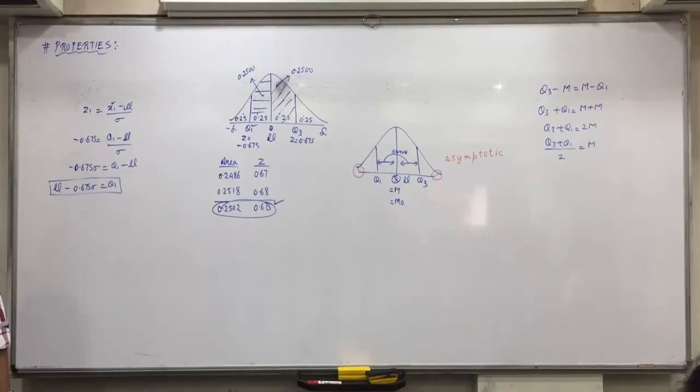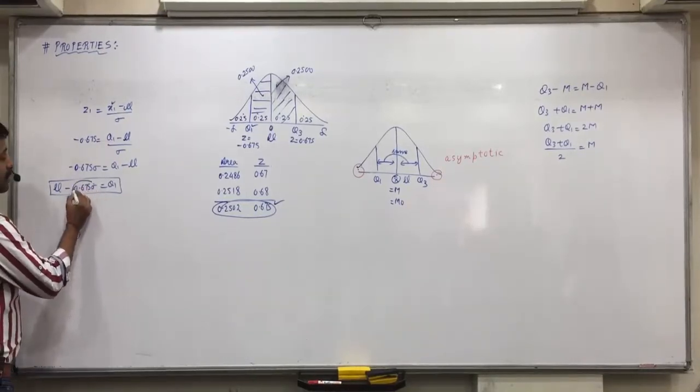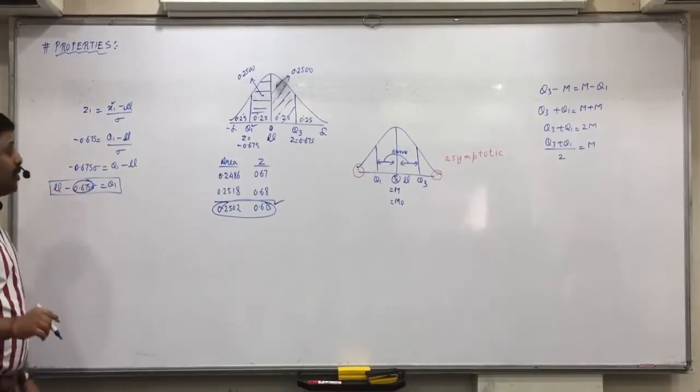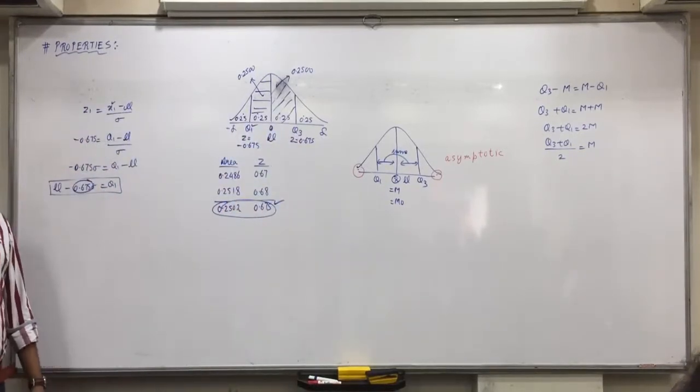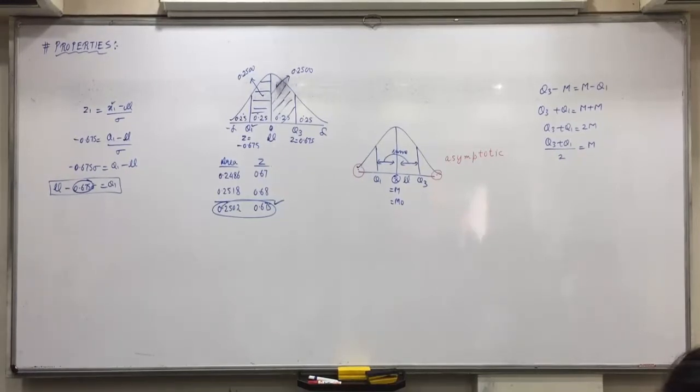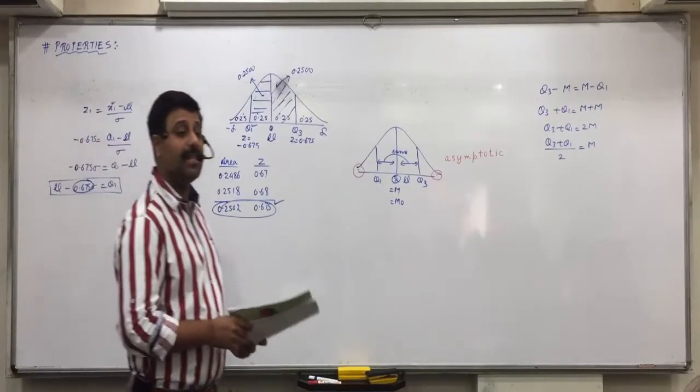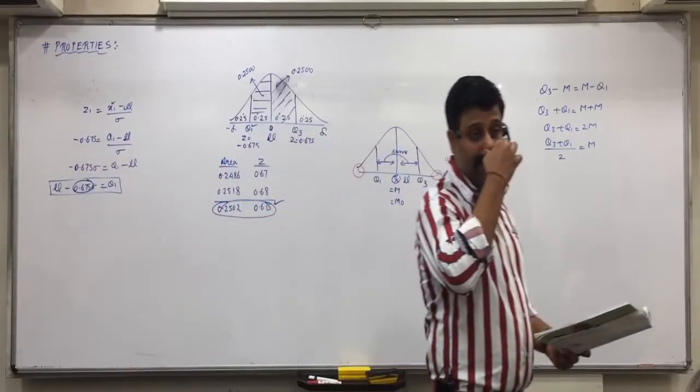Always remember one thing, keep it in mind, in such equations, whatever is the coefficient of sigma, that is always the value of z. Understood that, everyone? So same way this property is obtained. Coming back to page 109, underline these two properties. Q1 is mu minus 0.675 sigma, Q3 is mu plus 0.675 sigma.